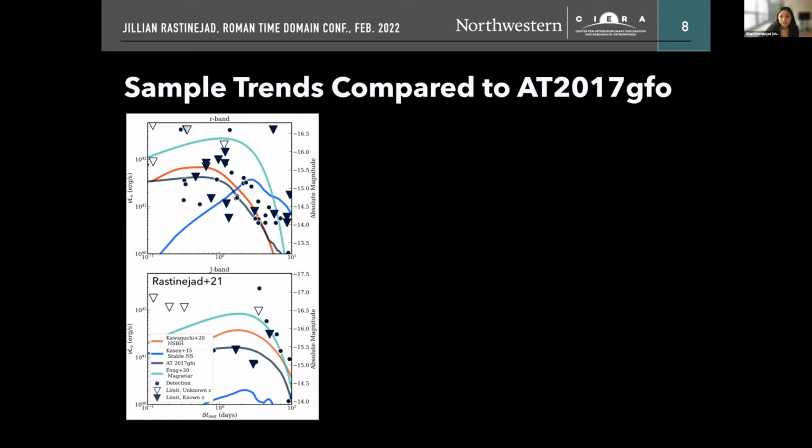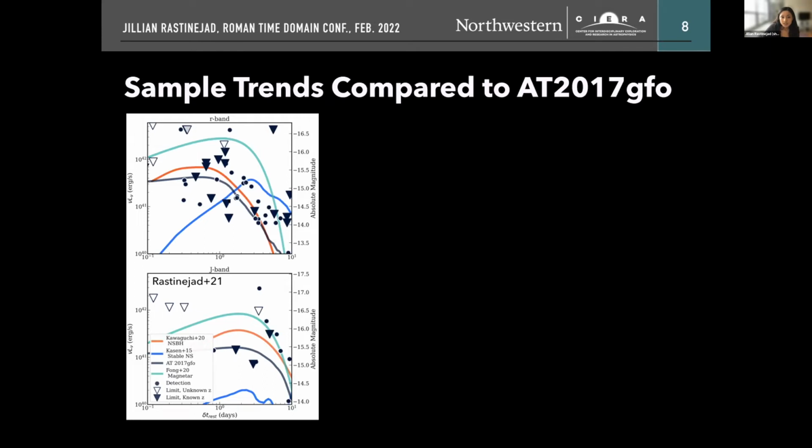So now what's overlaid are deep upper limits as triangles. If they are unfilled, it means that we don't know the redshift of that short GRB, and we assume a redshift of 0.5. In addition, detections are overlaid as circles, and we can already begin to see the diversity in what's observed for kilonovae in the two bands.